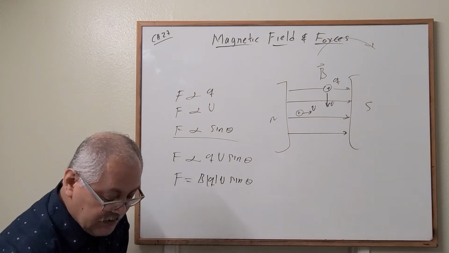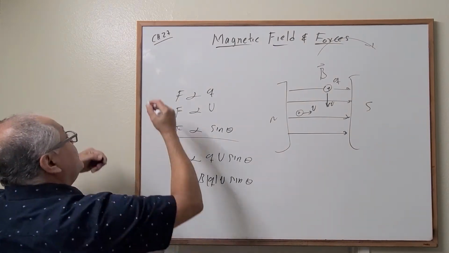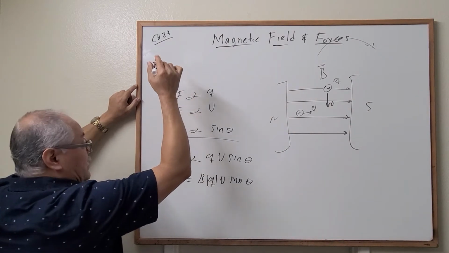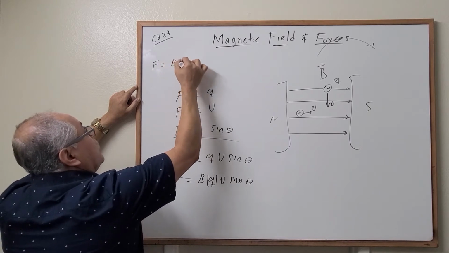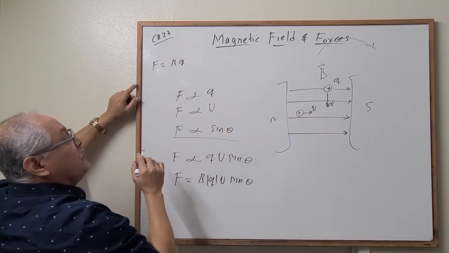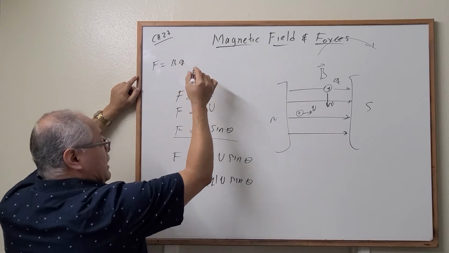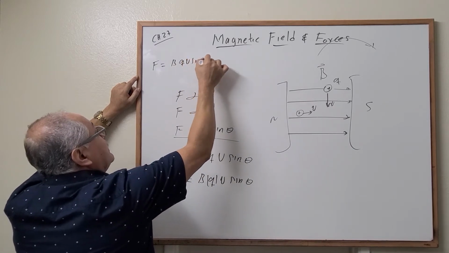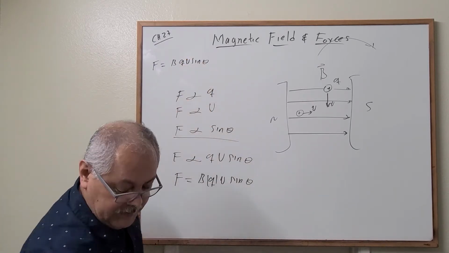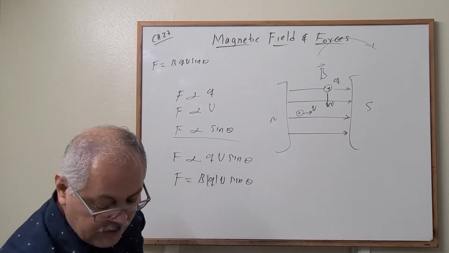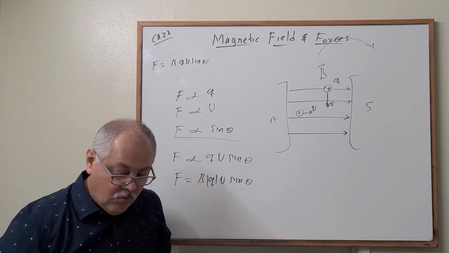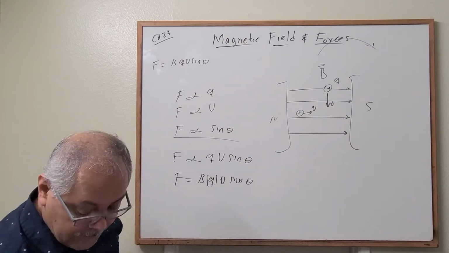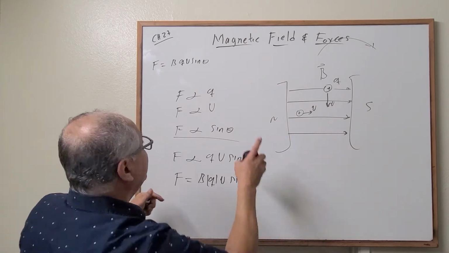Perfect. And this is again the formula that relates the force on a charge when the charge is moving inside of a constant magnetic field, with sine theta. Now we need the units for the magnetic field.